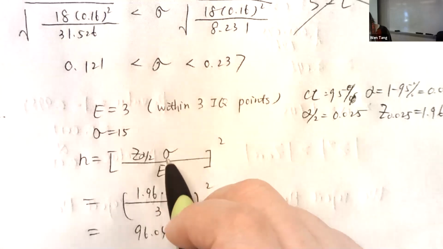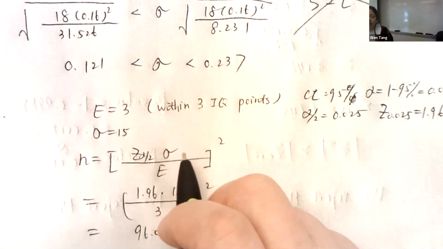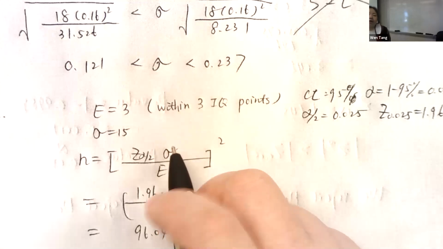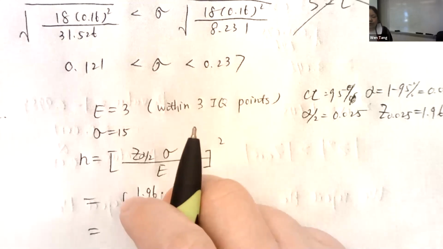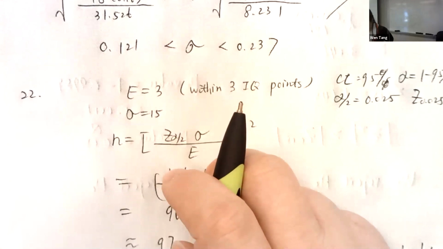Even if we do not know the actual value of sigma, we will use the S value to estimate sigma. We're still going to use Z as our critical value. That's for the sample size.